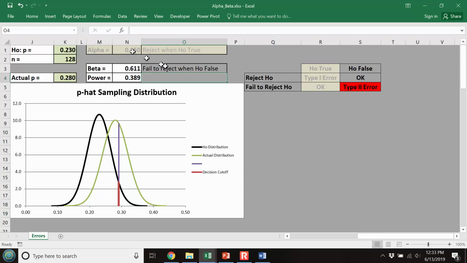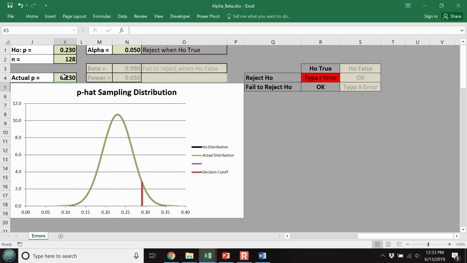So alpha only matters when the null hypothesis is true. If the null hypothesis is false, alpha is not an issue.